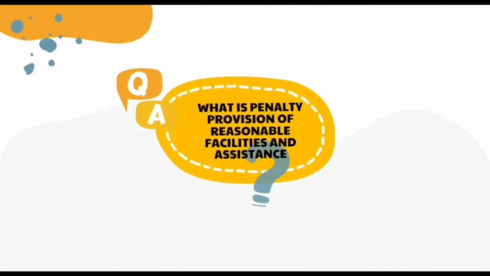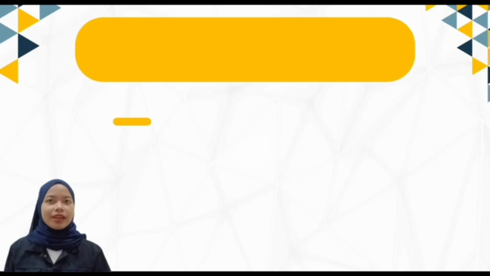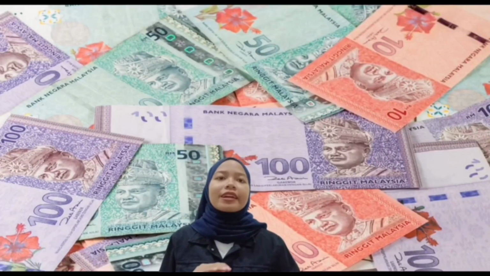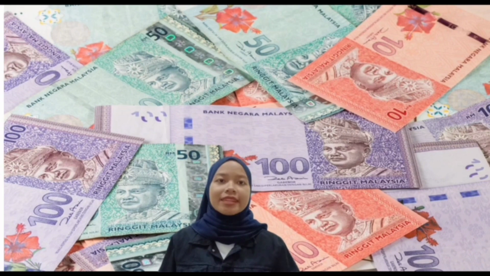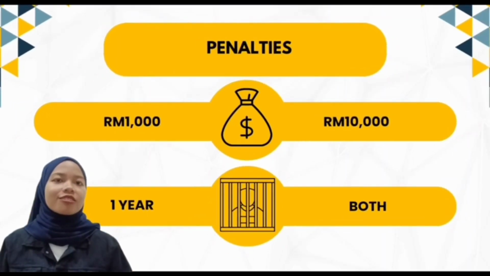So, what is the penalty for provision of reasonable facilities and assistance? The failure of the taxpayer to provide reasonable facilities and assistance to the IRB personnel in the field audit is an offence under the Act. Upon conviction, the offender may be liable to a fine of RM1,000 to RM10,000 or imprisonment up to 1 year or both.